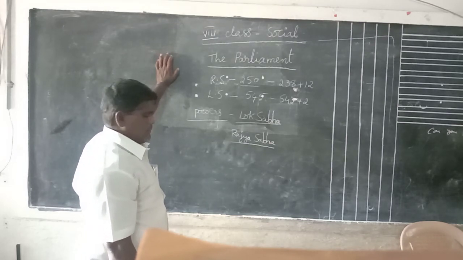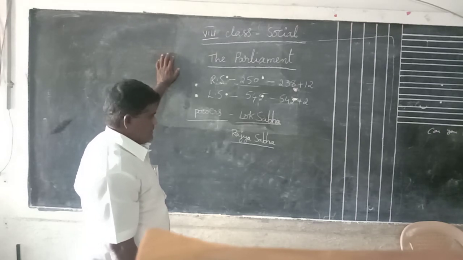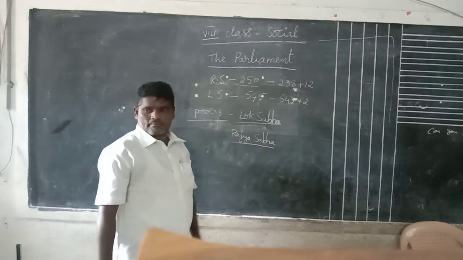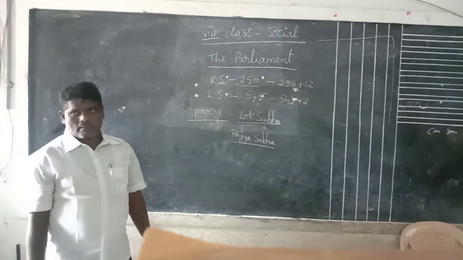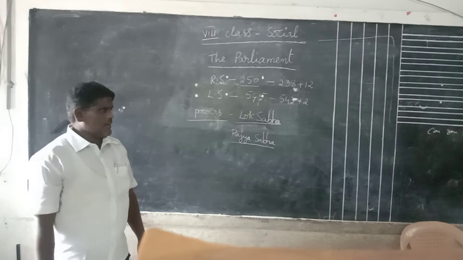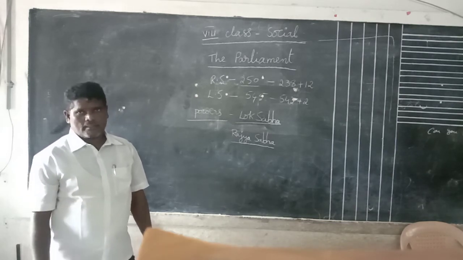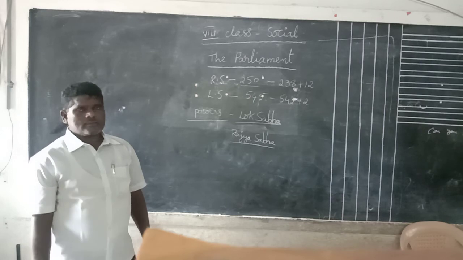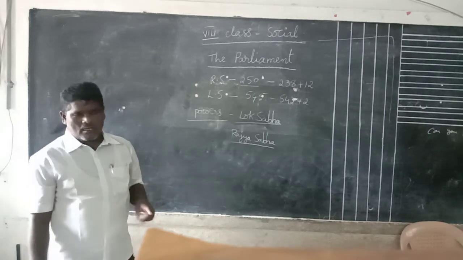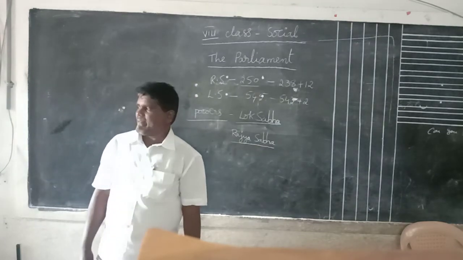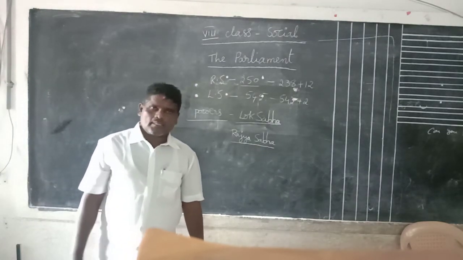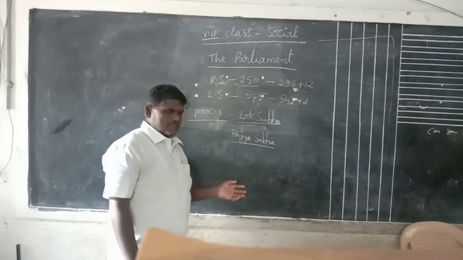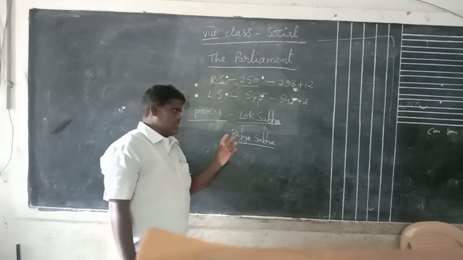The house represents the states. The state legislative members elect the Rajya Sabha. The Rajya Sabha is the upper house. It is the permanent house. The Lok Sabha is not permanent: every 5 years the house is dissolved by the President of India. The Rajya Sabha is not dissolved, it is a permanent house. Every 2 years, one third of its members resign or retire.